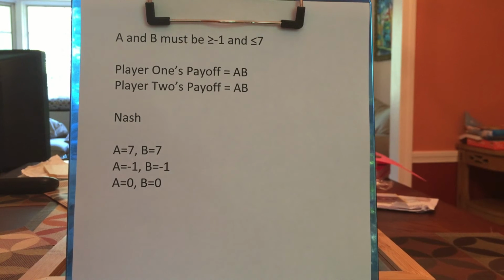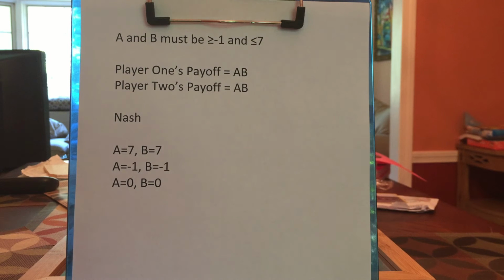Finally, we have to look at the 0 case, and there is a Nash equilibrium if both A and B are 0. Because if A is 0, player 2 is indifferent among doing anything, so he's willing to set B equal to 0. And if B equals 0, player 1 is indifferent among doing anything, so he's willing to set A equal to 0. Now, there can't be a Nash equilibrium where A is 0 and B is non-zero.